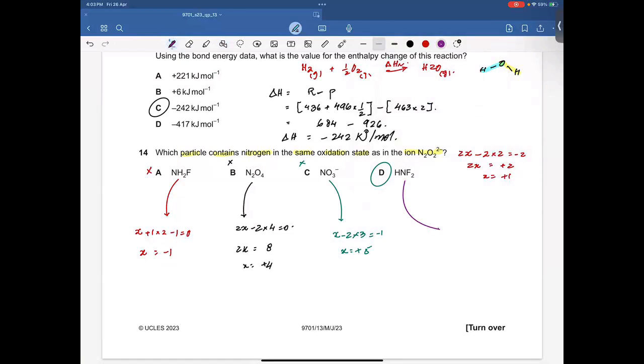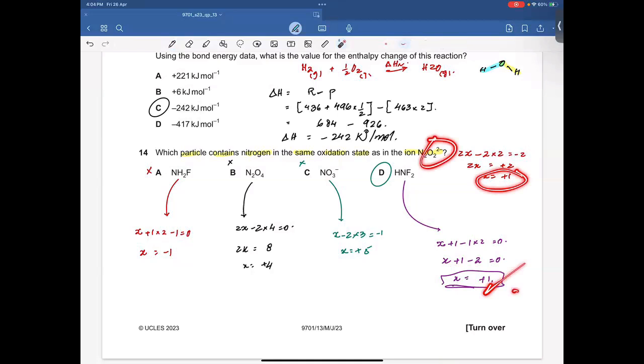Solution: let's suppose nitrogen is x, hydrogen has a charge of +1, fluorine has a charge of -1 times 2, molecule is neutral, which is equal to 0. Then x +1 -2 equals to 0, then x equals to +1. So that's the oxidation state I was looking for, because the oxidation state of nitrogen in this ion is +1, and so in this molecule, and D is going to be the right answer.